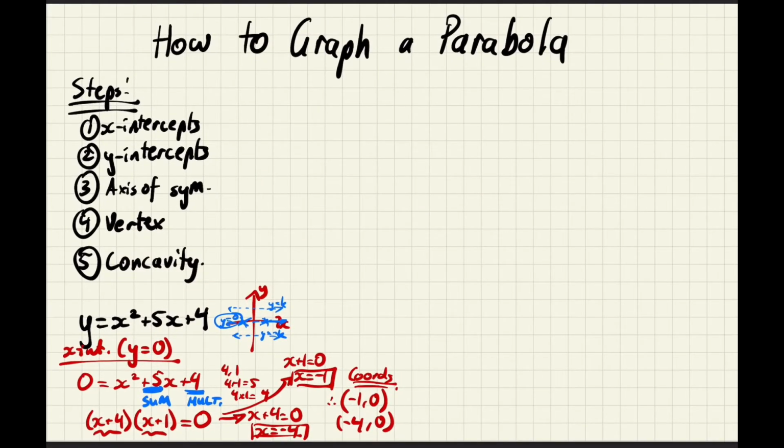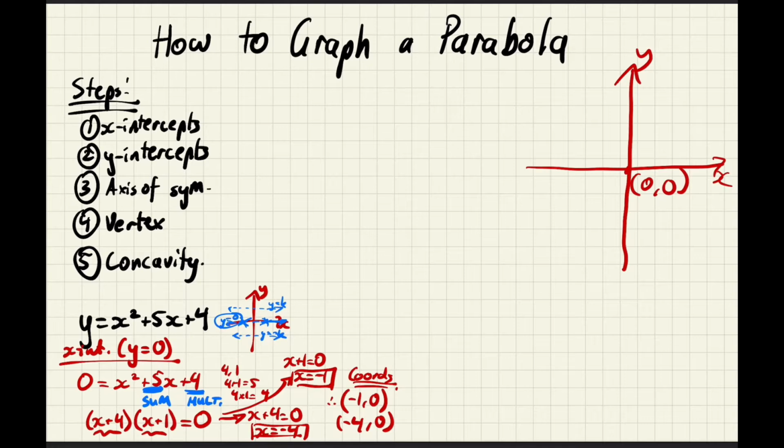Now what we can do straight away is put them straight on a Cartesian plane. So let's get that up over here. Y, x. So then we know our origin is here. Our x-intercepts are going to be minus 4, 0. So put that there. And then minus 1, 0. Put that there. Excellent. So that's our x-intercepts.